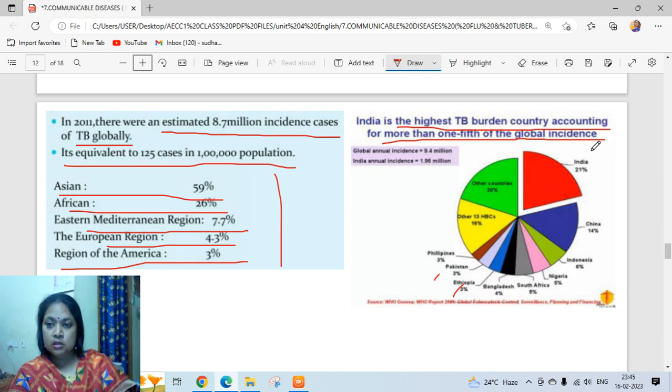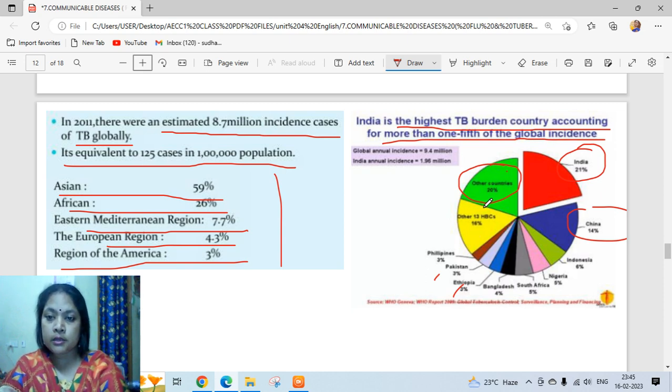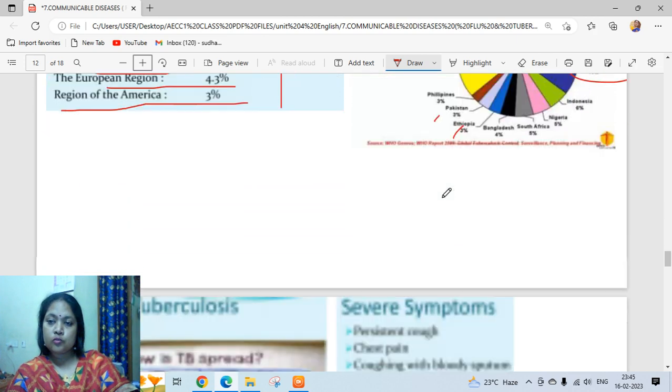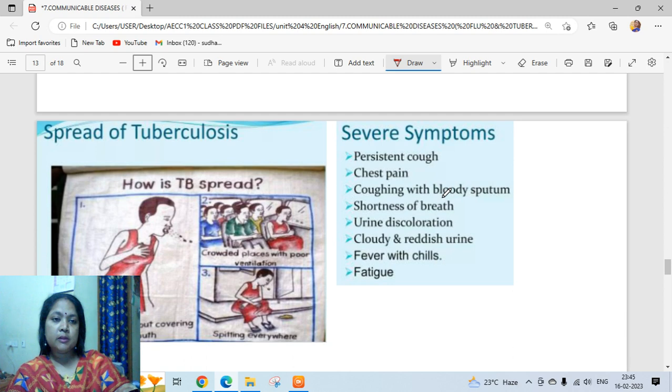You can see the entire data of the percentage of people affected with TB in different countries. Here it is the data for India, which is the maximum, that is 21%. Next to this is China with 14%, and other countries 20%. So basically Indian people are much more affected by TB.